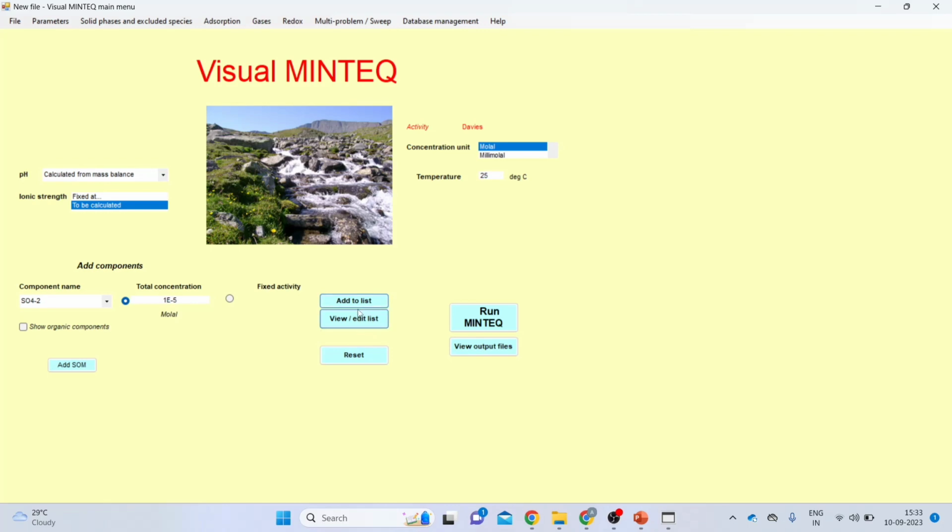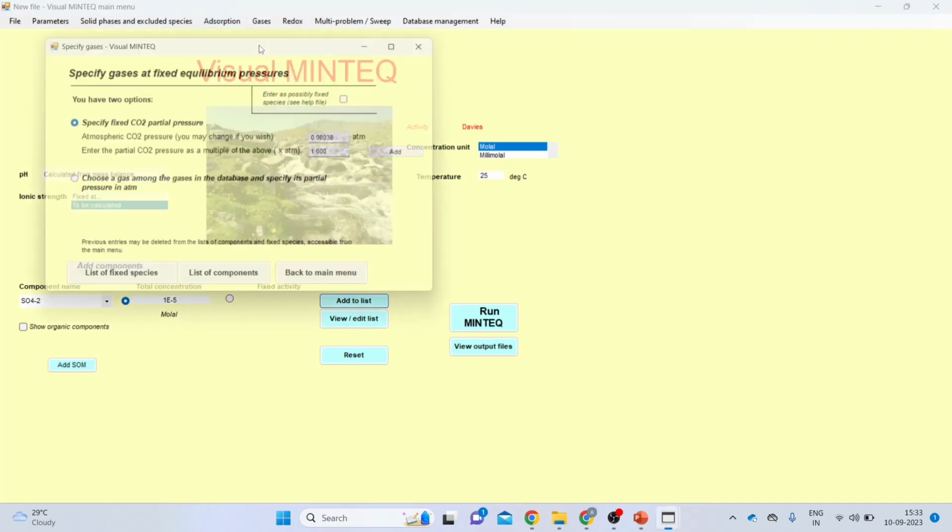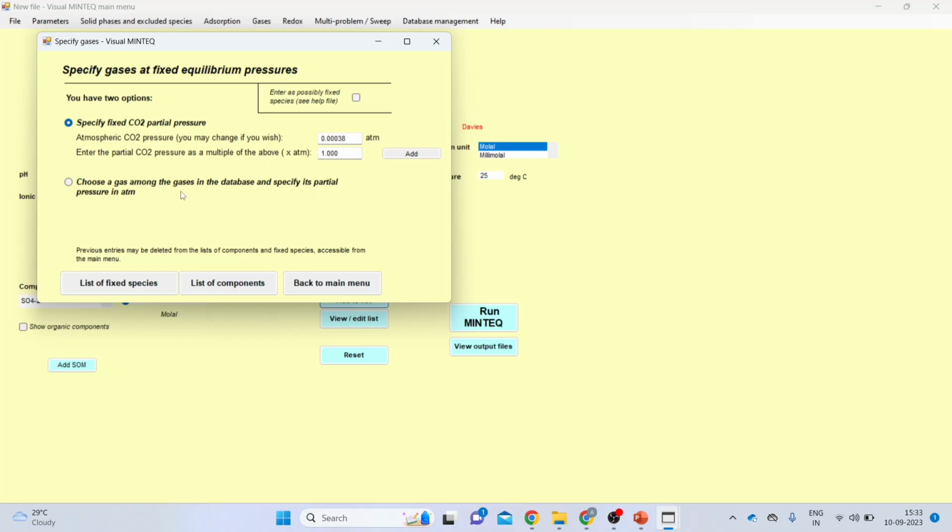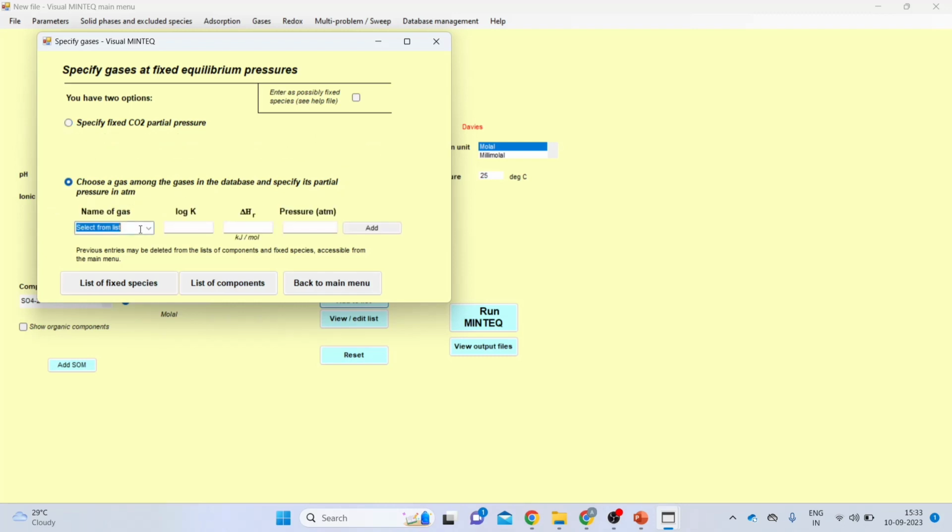Next we have two other gases which are present, and they are in equilibrium with the droplet. So we will go to the gases section. It was given in the question that it is in equilibrium with atmospheric CO2, so we will add this one. I have added it. It was also in equilibrium with ammonia gas with the given partial pressure, so we can choose the gases from this database. Here we have to select ammonia. Let's see where it is. NN. So here it is, the ammonia gas.